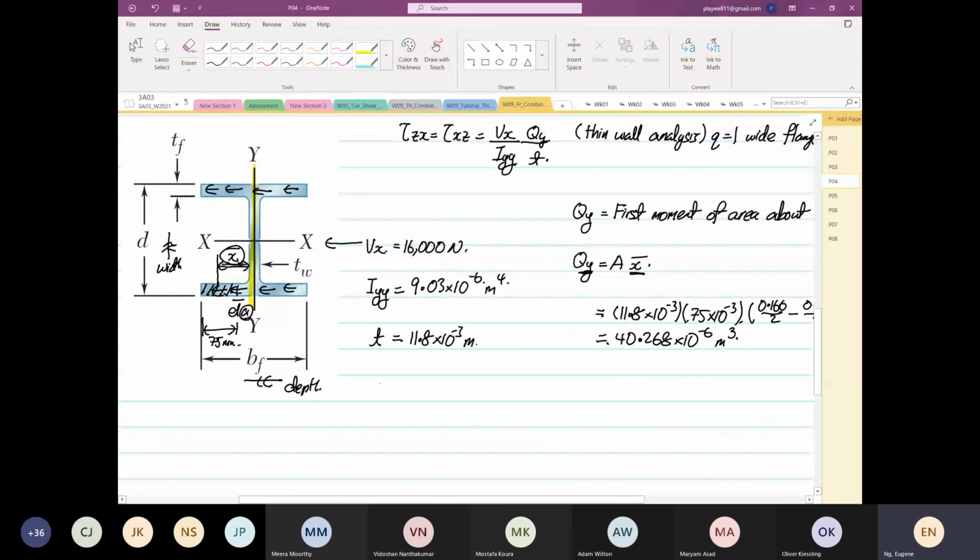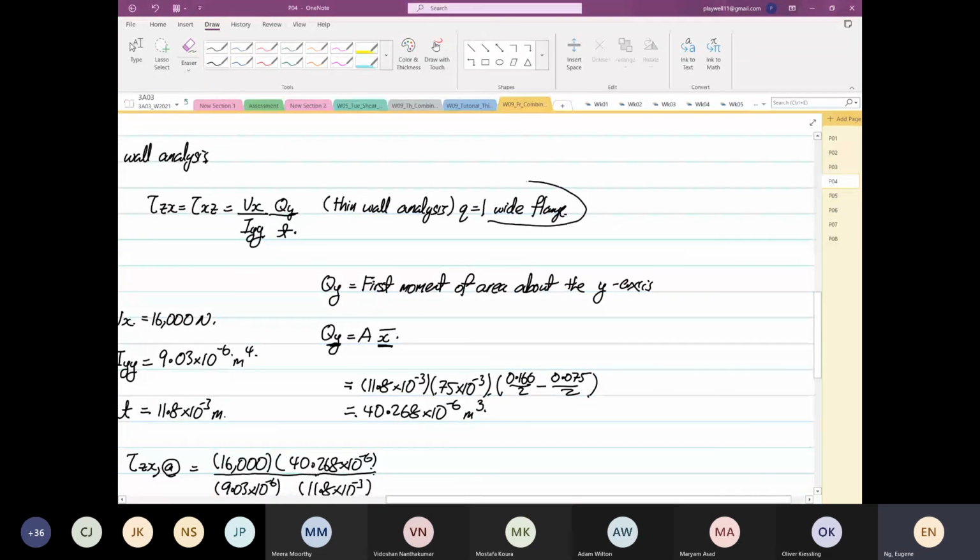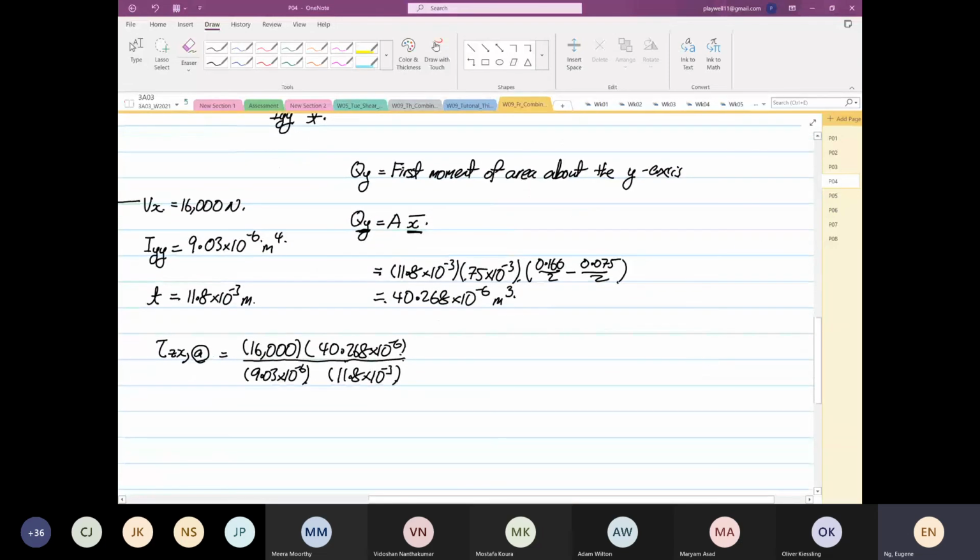Okay, so therefore the shear stress at point A, at element A, is equal to 16,000 multiplied by 40.268 times 10 to the power minus 6, divided by 9.03 times 10 to the power minus 6, and then divided by thickness 11.8 times 10 to the power minus 3. We don't need to divide by 2 because our analysis is based on white flange.